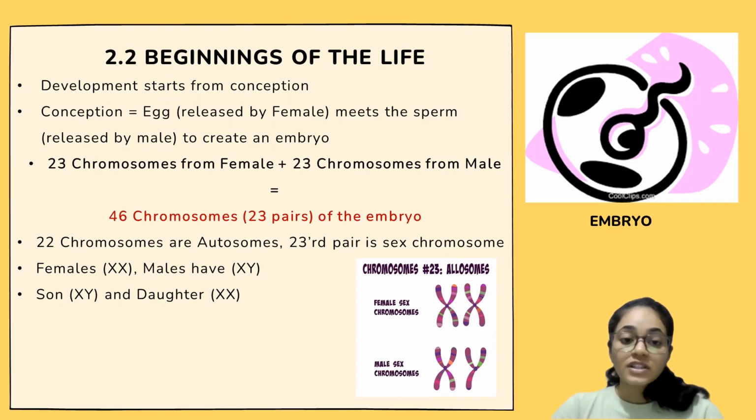Now, out of these 23 pairs, 22 pairs of chromosomes are called autosomes. And the 23rd pair, that is the last pair of chromosomes, is called the sex chromosome. In women, the sex chromosome is XX. In men, the sex chromosome is XY. So when a male and a female meet, depending on which chromosome the sperm has, will determine the sex of the child.